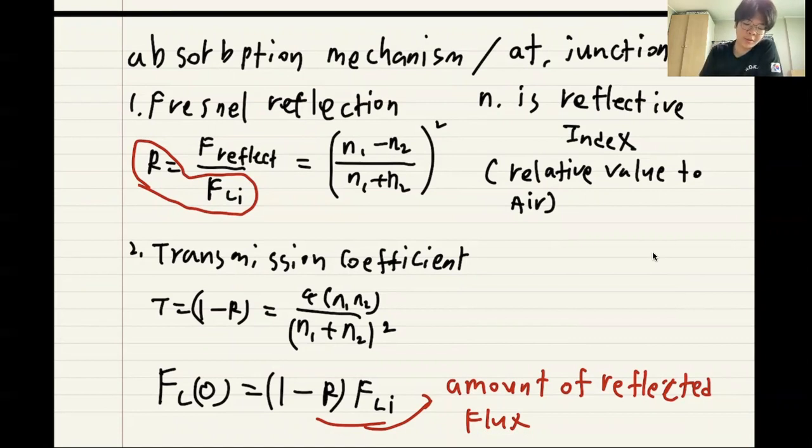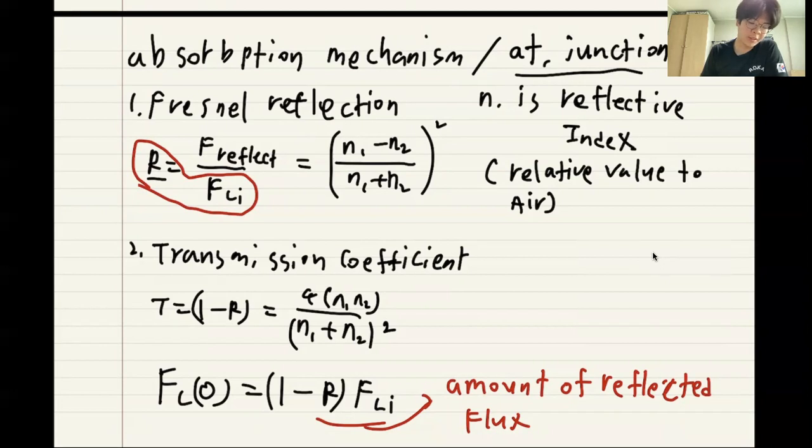So we're gonna talk about conditions at junctions. First of all, as light meets the junction between air or if there's a difference between reflective materials, the Fresnel reflection can be defined as a constant R. R is the reflected light flux over the incident light flux.